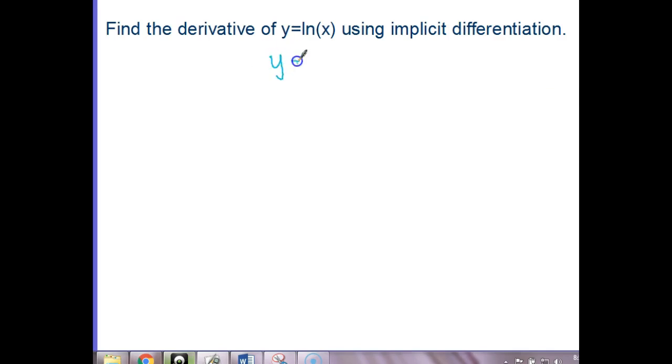We'll switch it up. How could I get rid of an ln? How do you get rid of an ln? Literally last night's homework. E both sides. So you e both sides, and you get e to the y equals x. What's the derivative of e to the y?